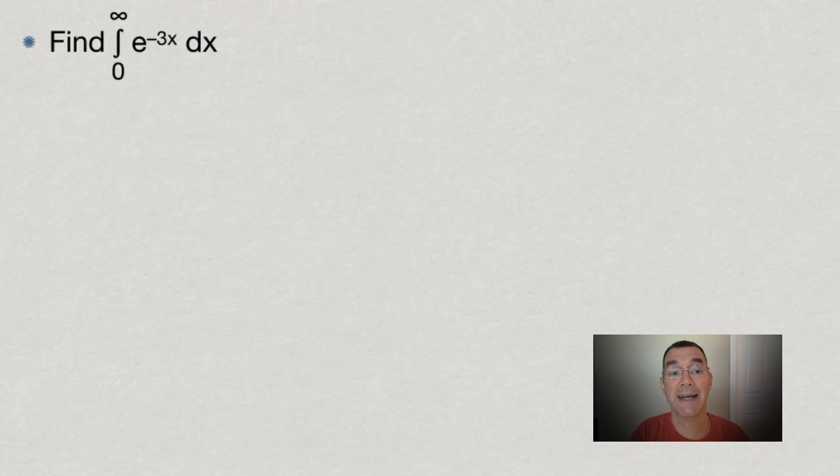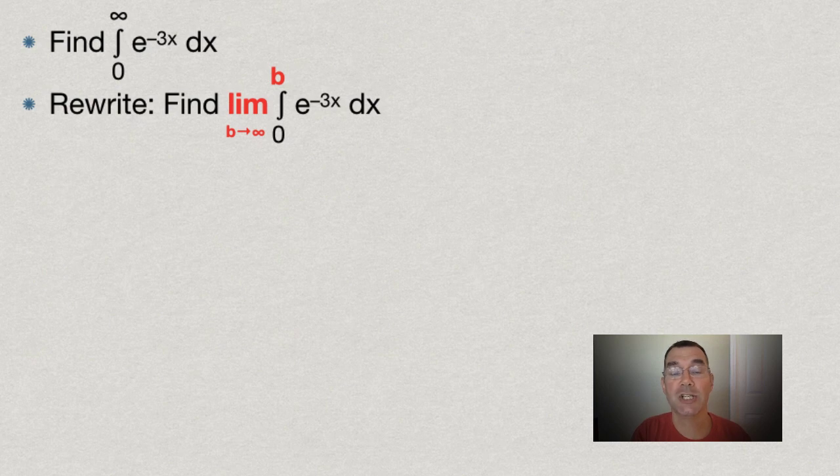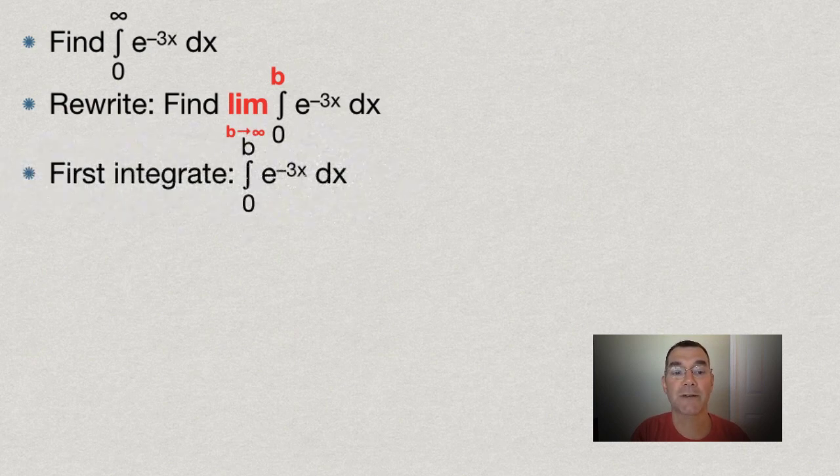The first one is going to be an exponential example, and the second one is going to be a polynomial example. So I'm looking at the integral from 0 to infinity of e to the negative 3x. So I change that infinity to a b, and I take the limit as b goes off to infinity.